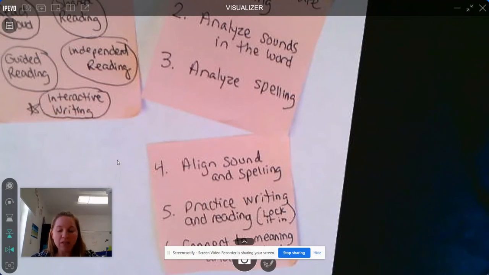Awesome. Give it a try. This is something that you can literally try in any part of your day with a word that you want to. It can be different words based on the group you're working with, but having them match that sound to the letters.